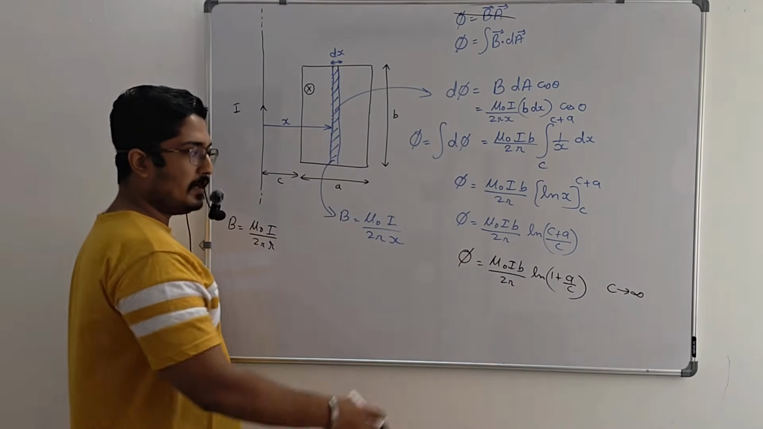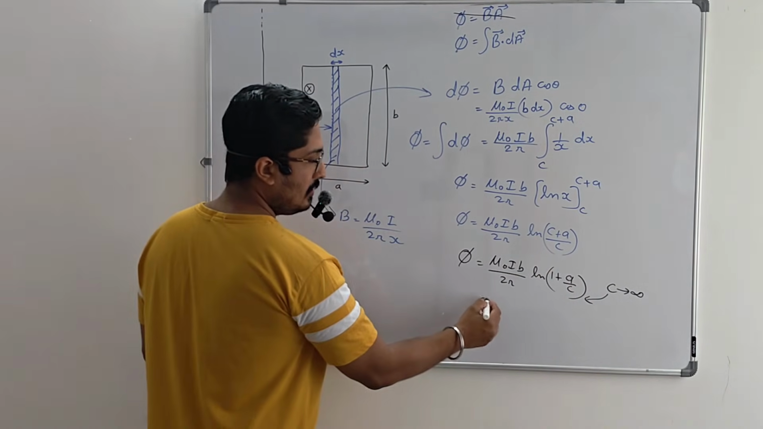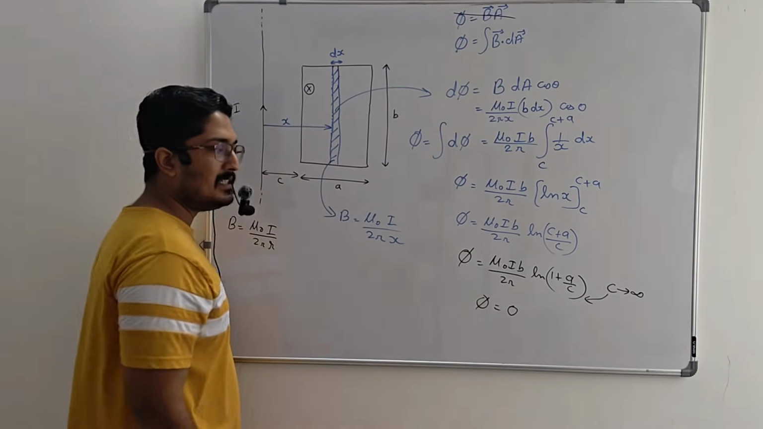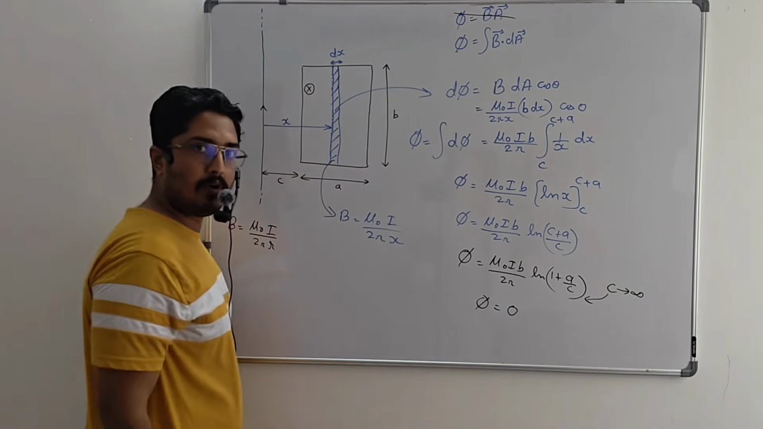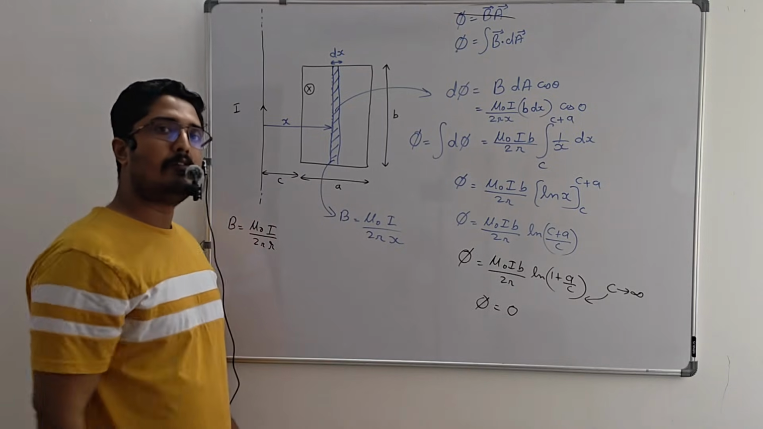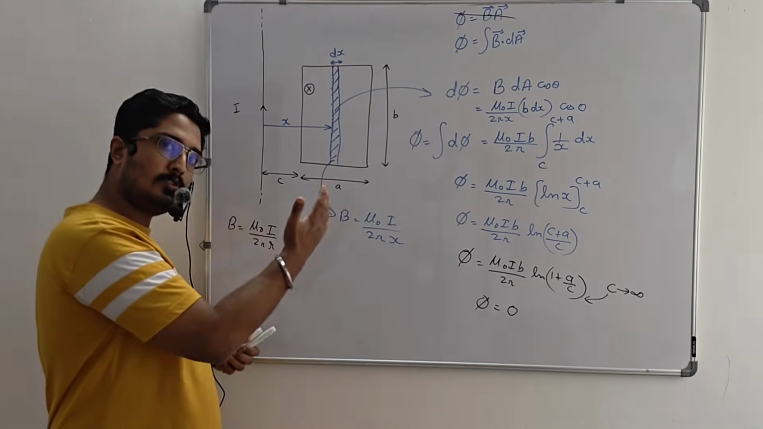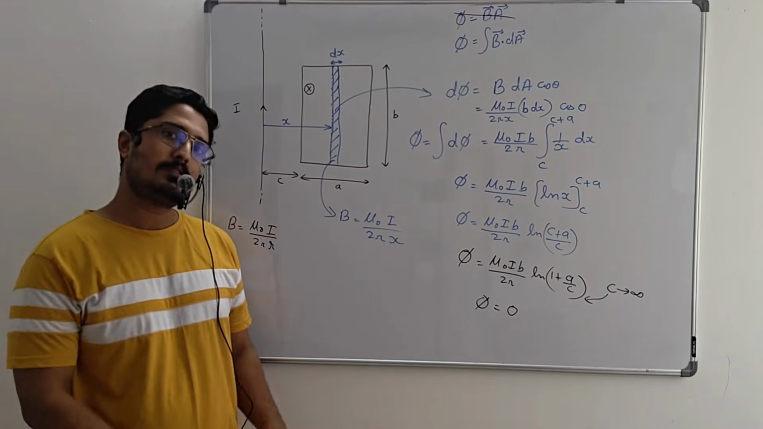If that is the case, then if I put that here, obviously my answer will convert to what? Flux is equal to 0, because c is infinity means a by infinity will be 0. So natural log of 1, and natural log of 1 is actually 0. So if the coil goes to a very far away distance, flux will be 0. As the coil comes towards the wire, the flux keeps on increasing. I hope all of you have understood this.